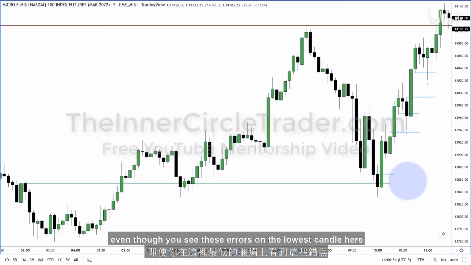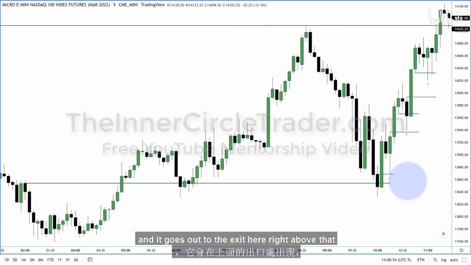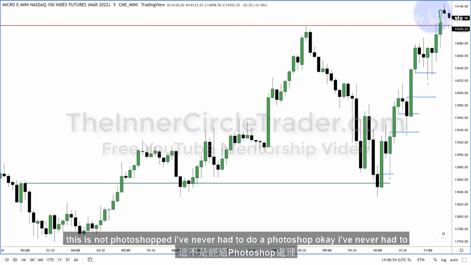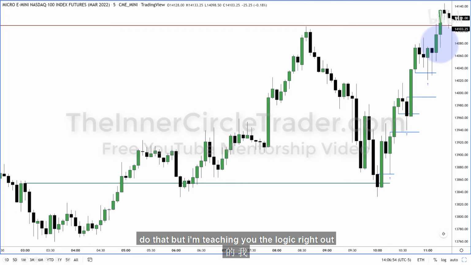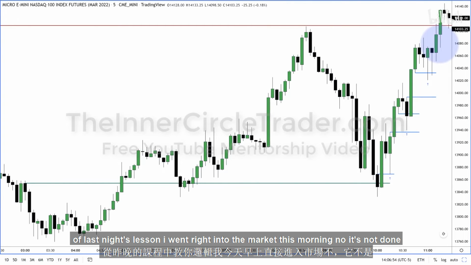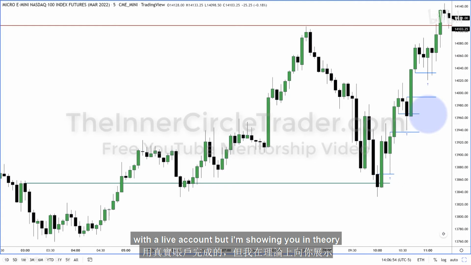You're not going to be perfect. I'm not perfect. Even though you see these arrows on the lowest candle here, and it goes out to the exit here, right above that, this is not photoshopped. I've never had to do a Photoshop. Okay, I've never had to do that. But I'm teaching you the logic right out of last night's lesson. I went right into the market this morning. No, it's not done with a live account.